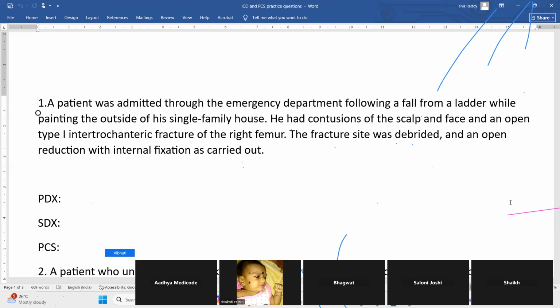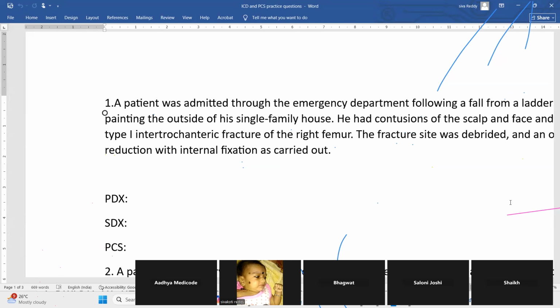They placed an internal fixation device. Open reduction, internal fixation device. Then they documented any qualifier? No, no qualifier. But based on these characters, are we able to find what procedure was done? The reduction. Based on the 6 characters, are we able to find whether they did resection or reduction?